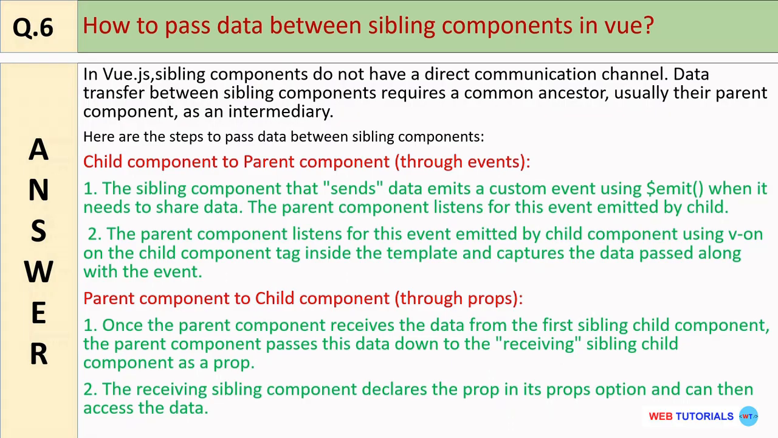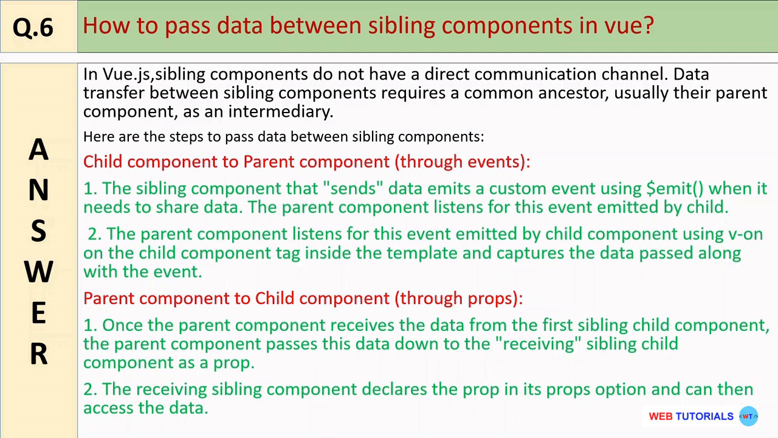How to pass data between sibling components in Vue? In Vue JS, sibling components do not have a direct communication channel. A common ancestor is required to transfer data between sibling components. The usual scenario is to use their parent as a common ancestor or an intermediary. This is how to transfer data between sibling components in Vue.js.